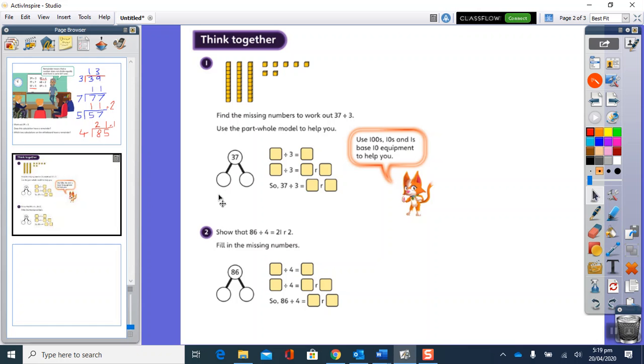So 37 partitions into 30 and 7. So just bear with me on this small writing, it's quite tricky with the mouse pad. So we have a look at these calculations here, and we're going to partition them up. So 30 divided by 3, so 30 goes in here. Now, how many 3's in 30? If you know your 10 times table and your 3 times table, you will know that 3 goes into 30 10 times.